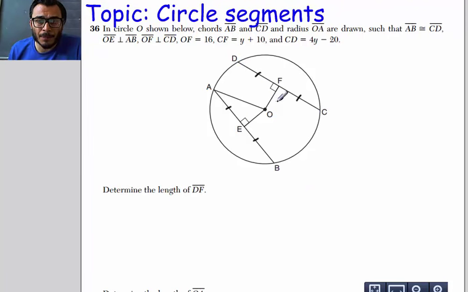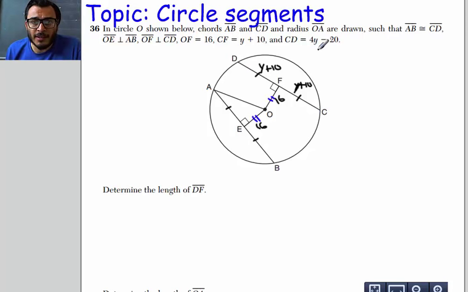We are given that OF is 16. Oh, and by the way, I also forgot to mention that OF is congruent to OE. So we can say OE is 16 as well. That's going to come in handy later. So OF is 16, OE is 16. Then it says CF is y plus 10, so I'm going to write y plus 10 here. I can write the same for DF, because these two are equal to each other. And I can even do the same for AE and EB, but I won't, because I don't need to do that at this point.